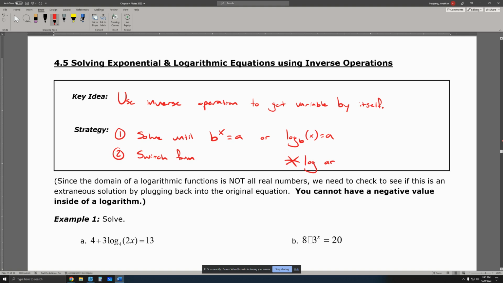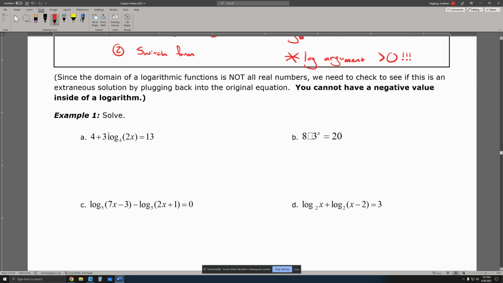remember the domain for logarithms: the argument of the log must be positive. This is very important. Remember the domain for all logarithms, or I should say the parent functions for logarithms, is x greater than 0. Therefore, the input x has to be greater than 0. The argument of the log has to be positive. No negatives, no zeros. All right, so let's go ahead and try a few problems.